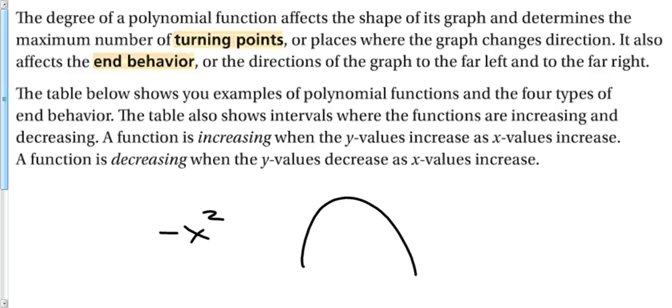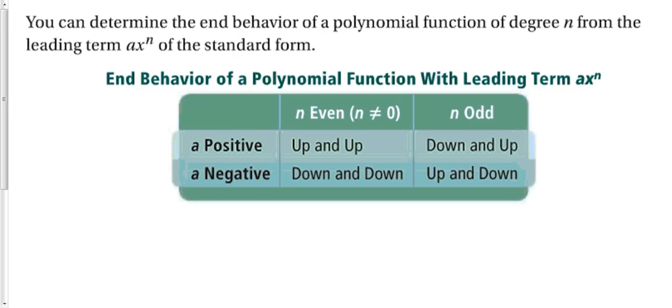And so the table below shows you examples of polynomial functions and the 4 types of end behavior. The table also shows intervals where the functions are increasing and decreasing. A function is increasing when the y values increase. So we'll talk about increasing and decreasing in a minute. But first, let's look at the table for end behavior.